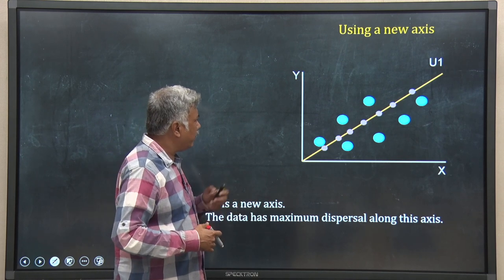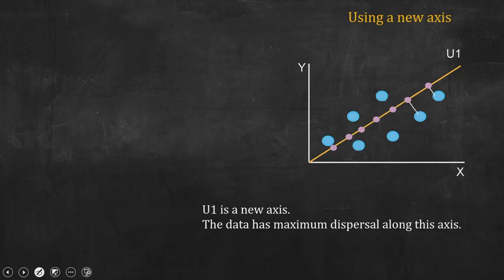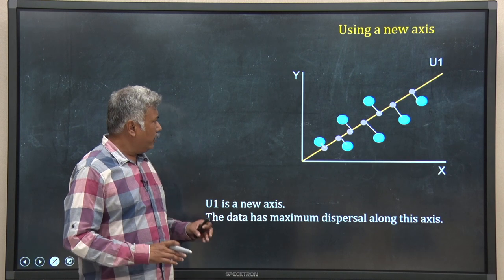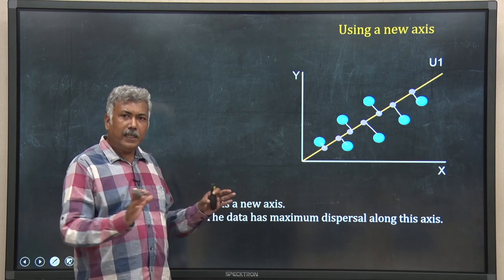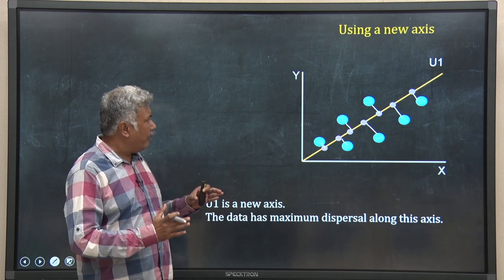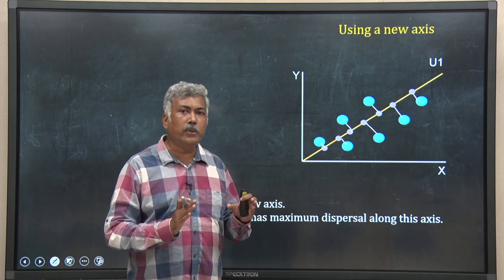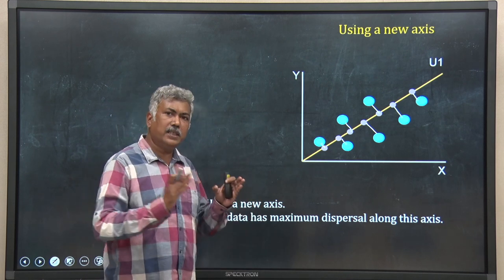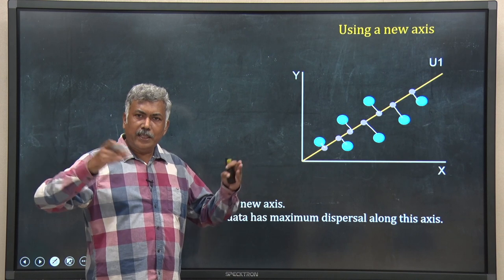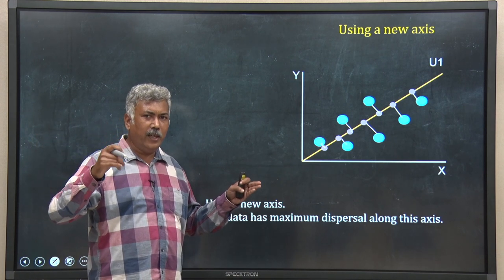And I can actually project the data on this axis. So, these will be the projections, something like this. Now, if I forget about all other original coordinates, that is y and x, then still if I project this data on this u1, I will still be able to differentiate between these six data points because they are separated, they are dispersed. And I have chosen the direction of u1 in such a way that the dispersion is maximum there.